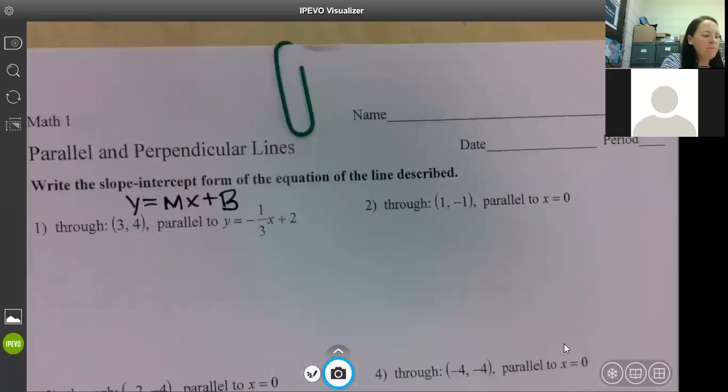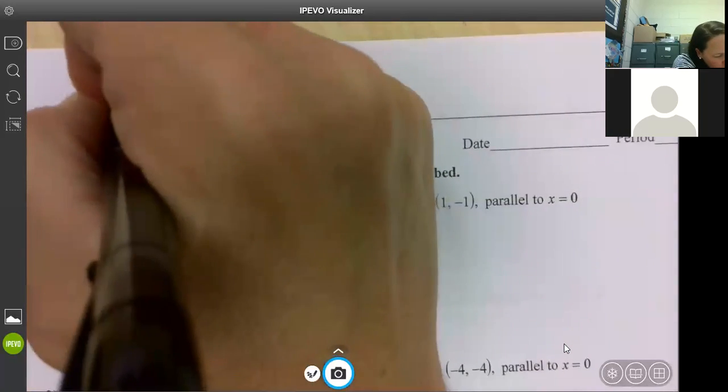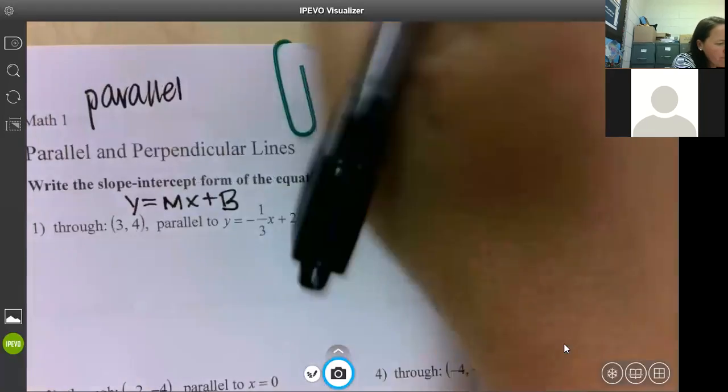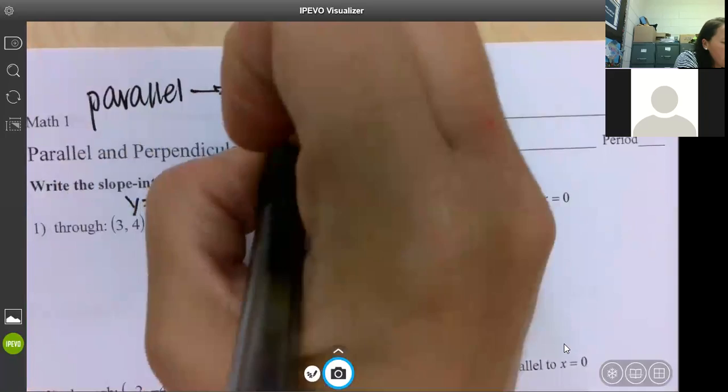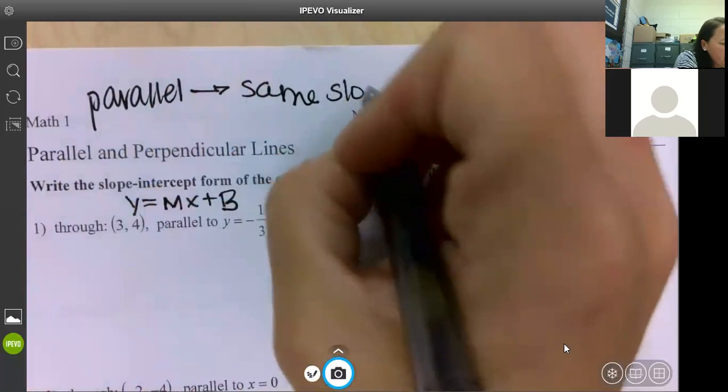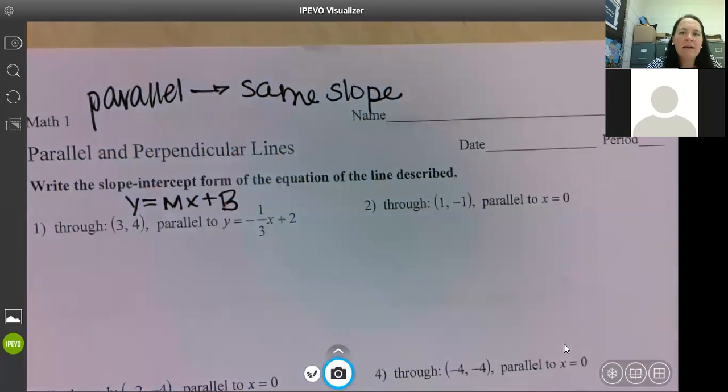So parallel means that they don't touch, but that they have the same slope. So we're going to talk about parallel first, and then we'll talk about perpendicular. We will not do all of these examples. Parallel will come quick, and then perpendicular will take a little bit longer, but it's not as bad.